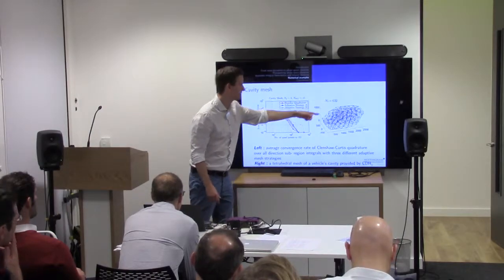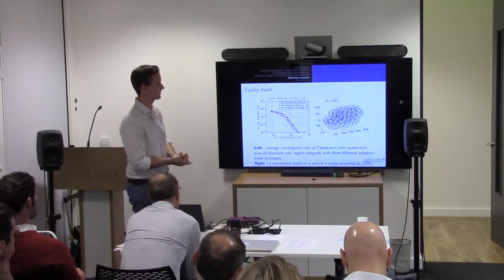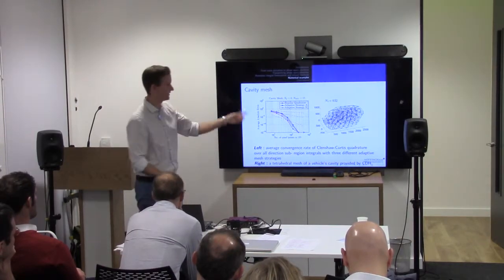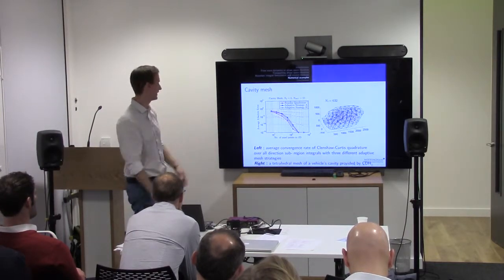And this is a problem that we've looked at. This is a car cavity. I think it's some sort of camper van. It was given to us by CDH. So there are 632 tetrahedra in that mesh. It's, like I say, an interior cavity of a vehicle.